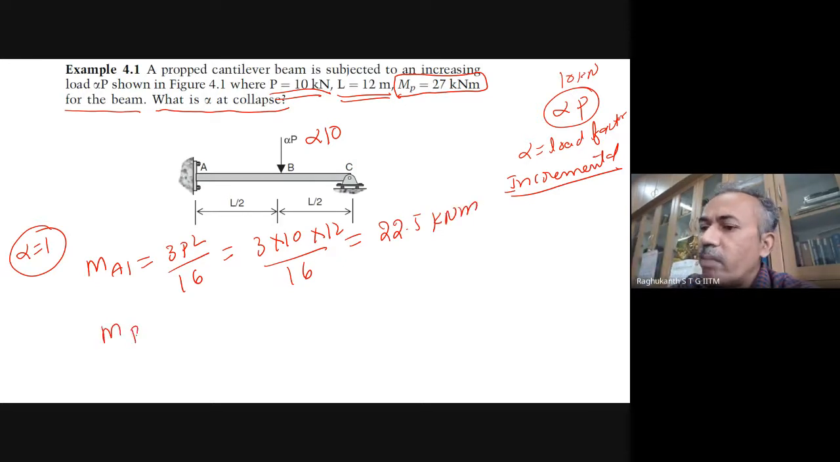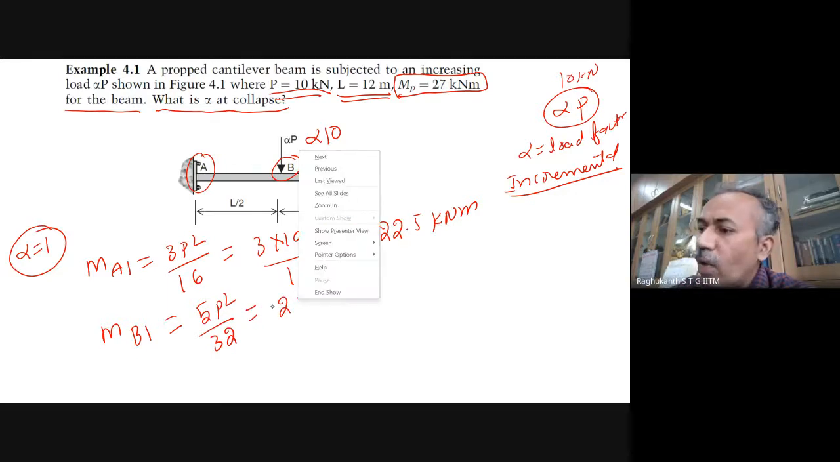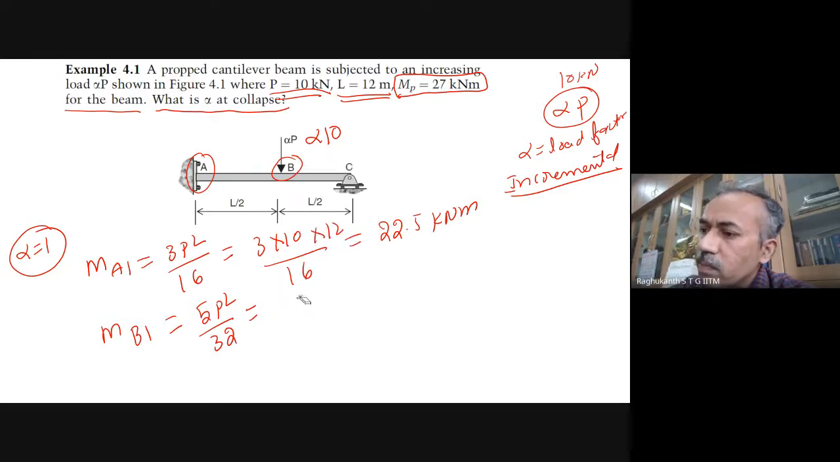Now the bending moment at B. These are the two critical portions where the bending moment will be high, as we already saw previously. So this is 5 PL by 32. Substitute everything, and this turns out to be 18.75 kilonewton meter.